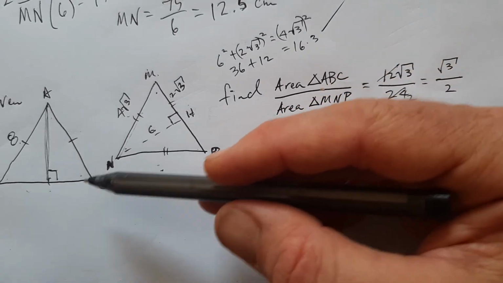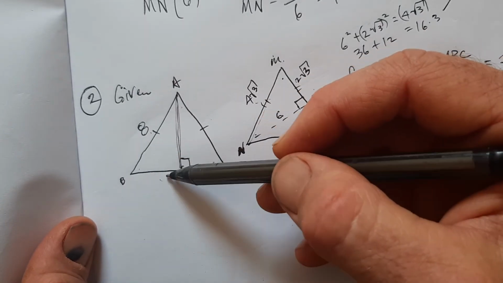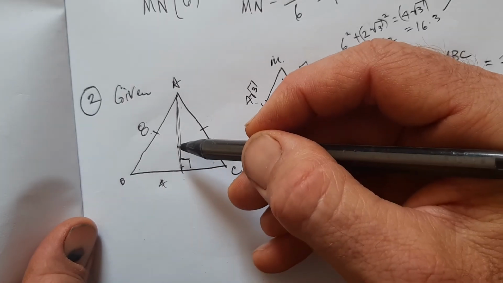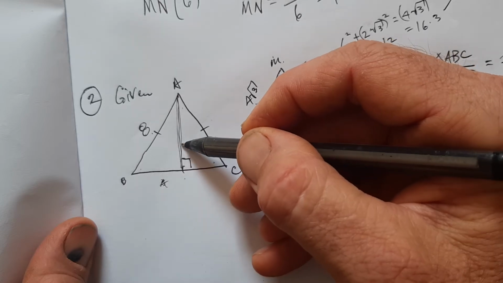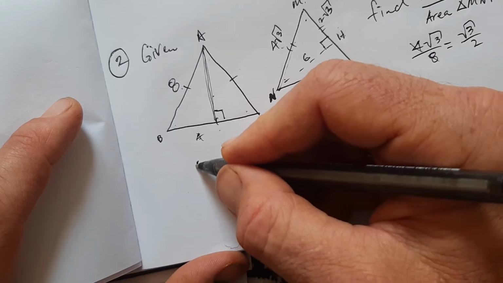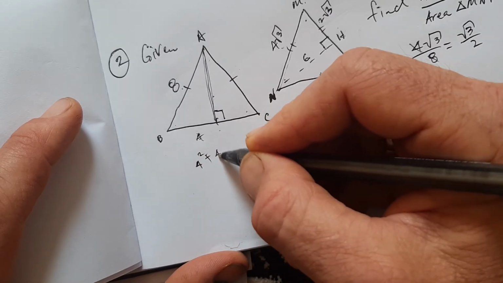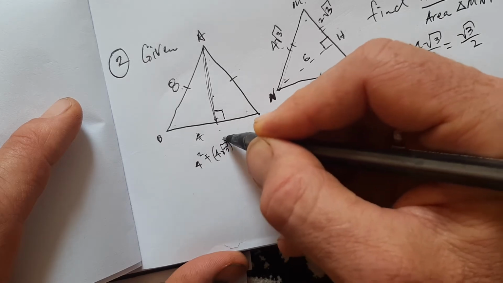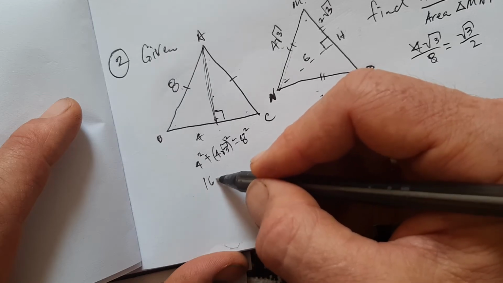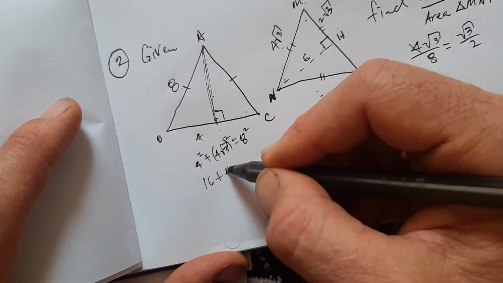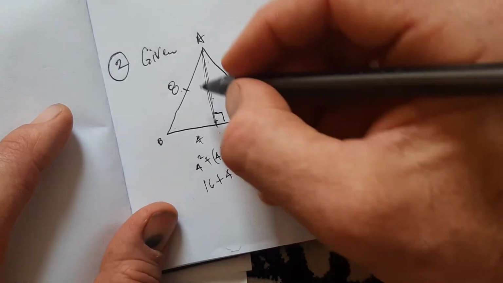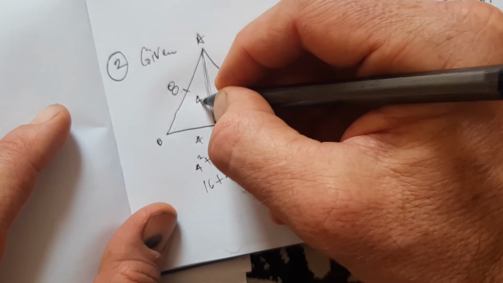And just for fun, this would be half, this would be 4. So 4 plus 4 square root of 3. Is that right? 4 squared plus 4 square root of 3 squared equals 8 squared. Is that right? 16 plus 16 times 3, 48, equals 64. Check. Okay, so this height is 4 square root of 3.